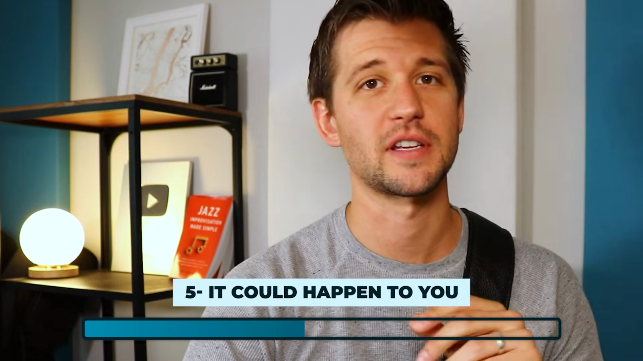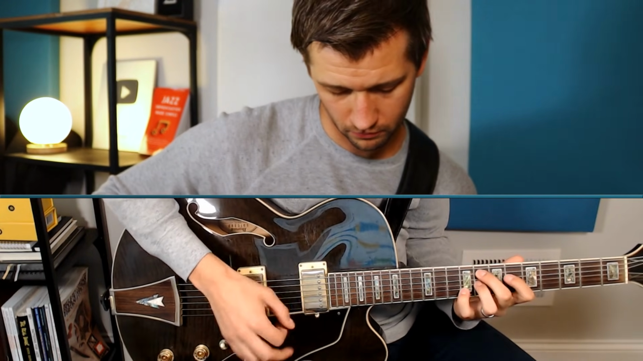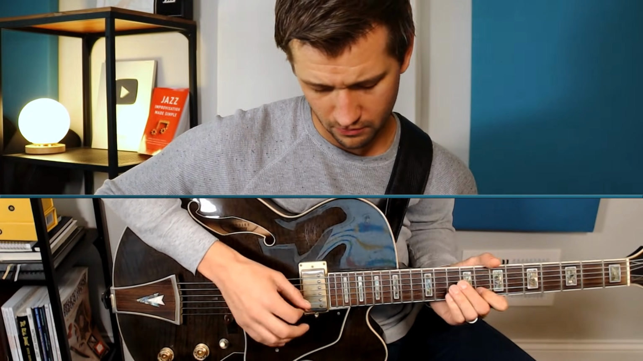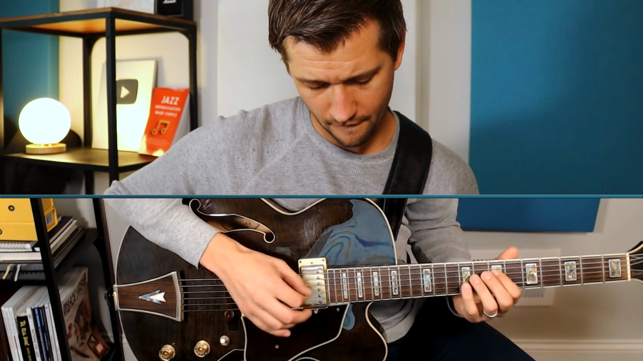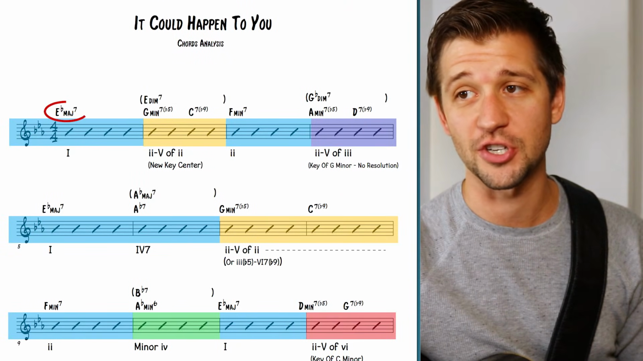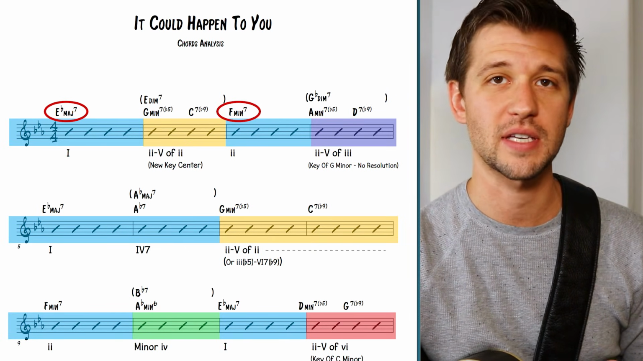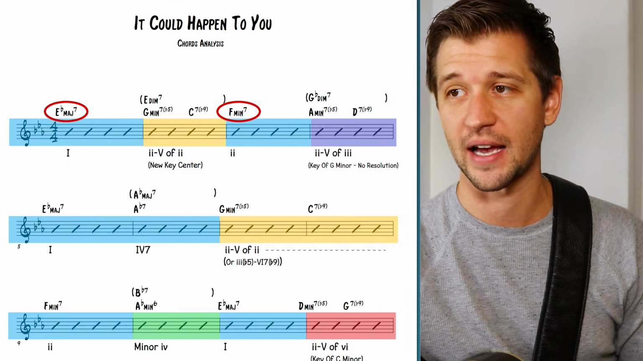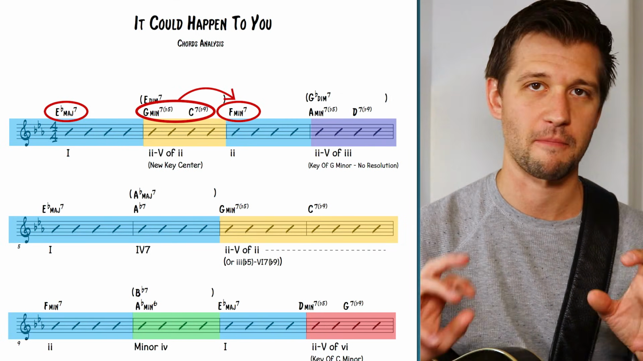The 5th jazz standard is It Could Happen to You. It Could Happen to You takes everything up to the next level in the secondary dominant realm. We start in E flat major, which is the parent key center, and then we have a diatonic chord like F minor 7. However, it's being tonicized by taking a minor 2-5-1 and targeting that F minor 7.